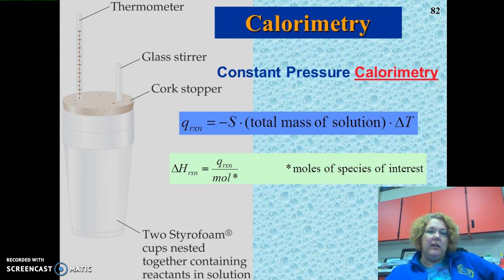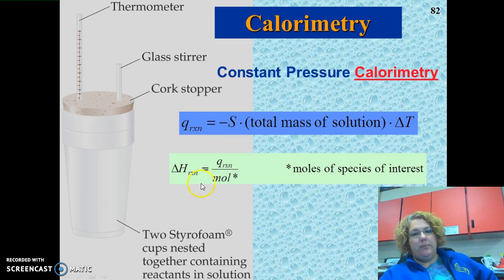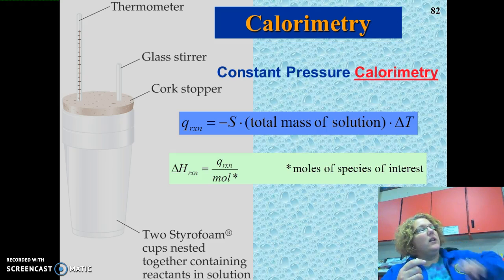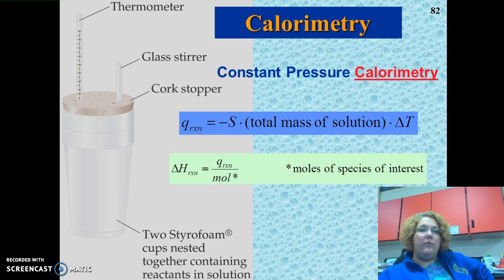Okay, so for these, the Q of the reaction is just figured out by Q spent. Once again, the Q of the reaction is equal to the negative S of water times the mass of the solution times the delta T. And then we have to put it per mole of one of the substances. Now, it's just a Q spent situation again. That part hasn't changed. What's changed is that we're not figuring out the specific heat of any one particular object or chemical. We're figuring out the enthalpy change of the entire reaction.